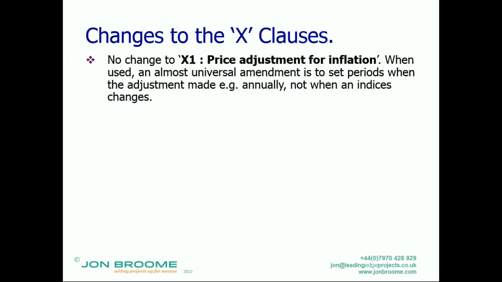Other changes to the X clauses. There's no change to the price adjustment for inflation clause. I think that's unfortunate because in my experience, when that's used, it's almost universally amended to set periods when the prices are changed due to inflation, as in on an annual basis. At the moment, you update the prices whenever an indices changes. Now that could be 6, 7, 8, 9, 10 times a year. So each month you'd have to be changing the prices to reflect inflation in the change in the indices.